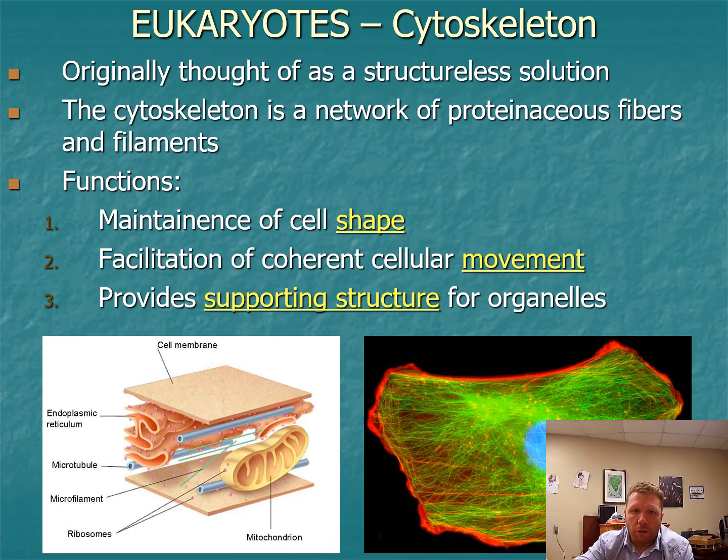If you look in the lower left-hand corner, we've got these microtubules and these microfilaments of proteins, and those are basically serving as support for our mitochondria and our endoplasmic reticulum, and outside of that is our cellular membrane.